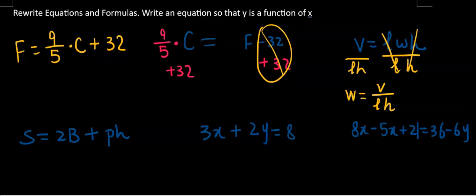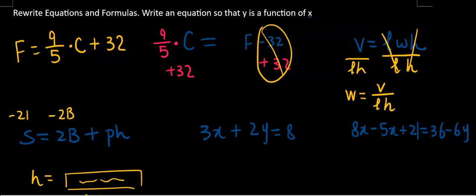All right. Next one is also a formula talking about the surface area. Surface area is 2 times b plus p times h. B is base area, P is perimeter, h is height. What if we want to know h? So our final goal is h is something right here. All right. We want to isolate h, so subtract 2b from each side.